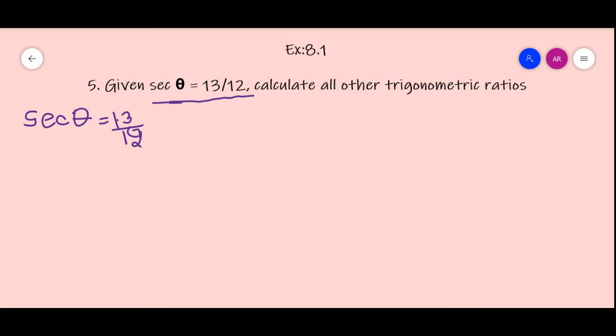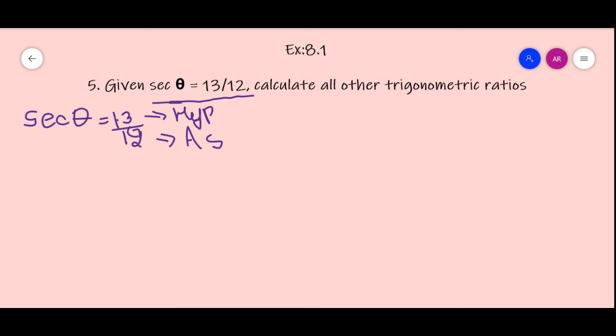It is nothing but the reciprocal of cos theta. So first of all, you should know the formula of cos theta itself. We know that cos theta's code is CAH, which is cos theta is equal to the adjacent side by the hypotenuse. As it is the reciprocal, sec theta would be equal to the hypotenuse divided by the adjacent side. 13 is going to be our hypotenuse, which I'm going to write as HYP, and 12 is going to be our adjacent side, which I'm going to write as AS.